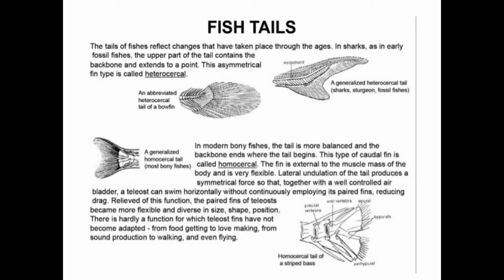Heterocircle tails are present in Chondrichthyes fishes, commonly called cartilaginous fishes, meaning their endoskeleton is made up of cartilage. Homocircle tails are present in bony fishes. To balance the backbone, it shows homocircle tails.